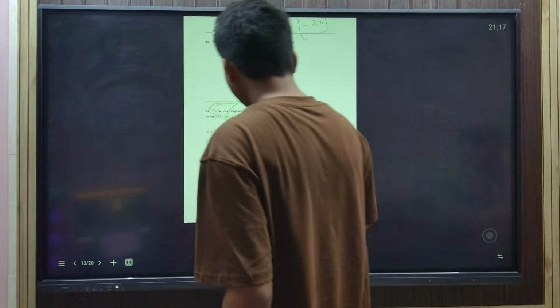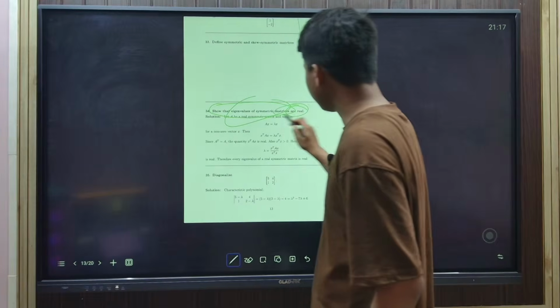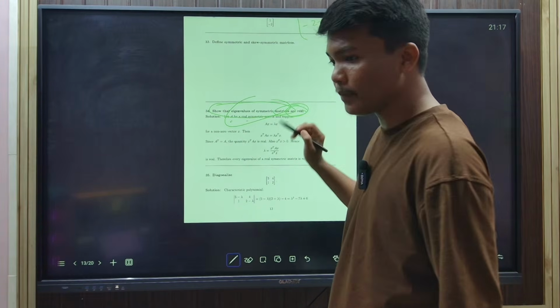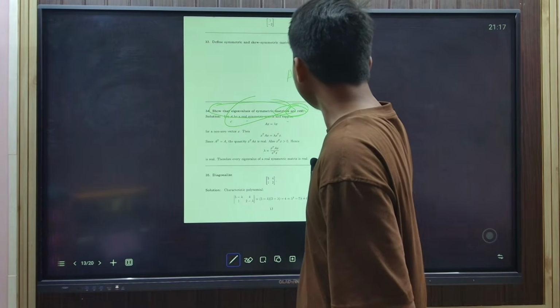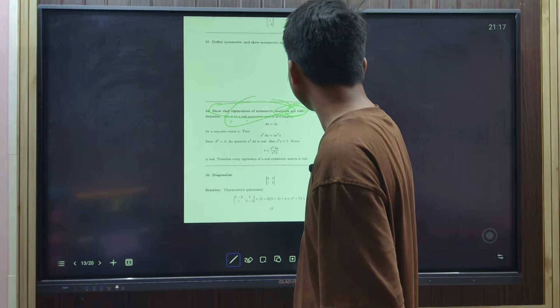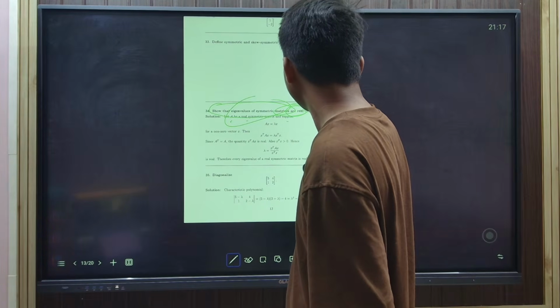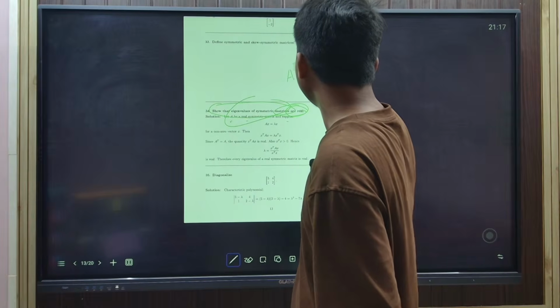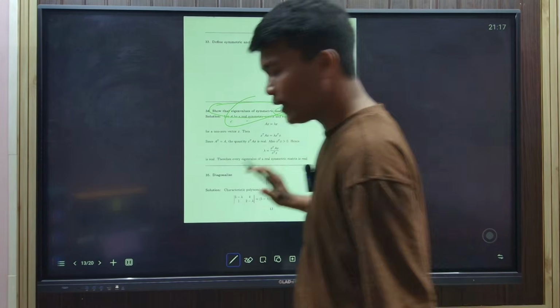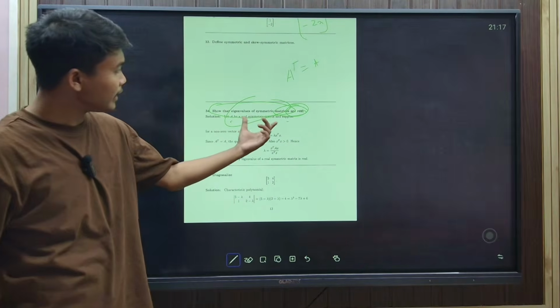Okay, so show that the eigenvalues of the symmetric matrices are real. This is important. Let A be a real symmetric matrix. Real symmetric matrix means A transpose equal to A. This is a real symmetric matrix. Whatever eigenvalue we get, this is always real. So let A be a real symmetric matrix.